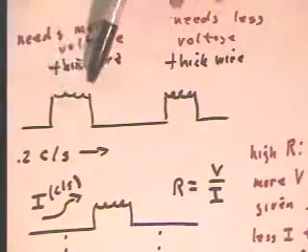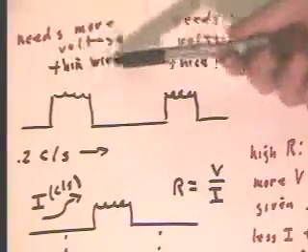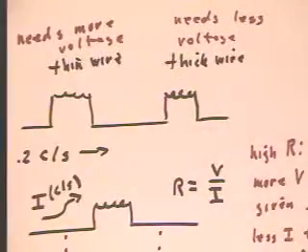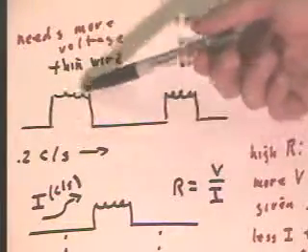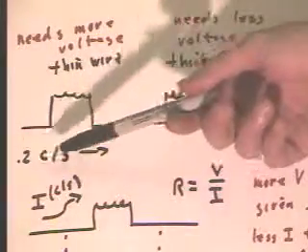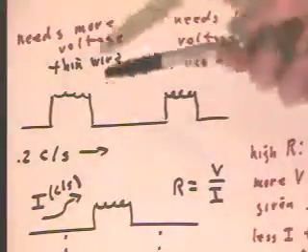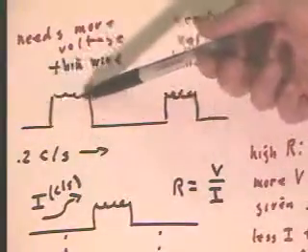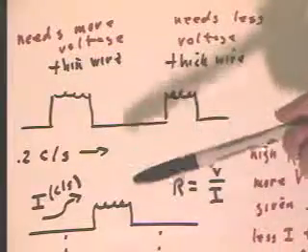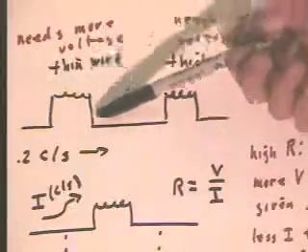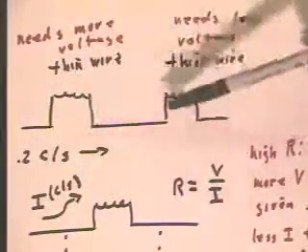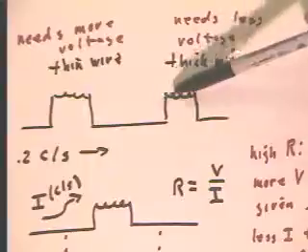This wire, however, being thin, will resist the flow of electrons more. So we have this 0.2 coulombs per second, and in order to crank the electrons through here, if we were just cranking 0.2 coulombs through this wire, we would have to crank harder than if we were cranking 0.2 coulombs through this wire.